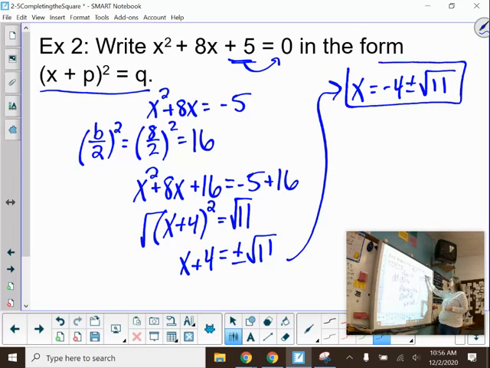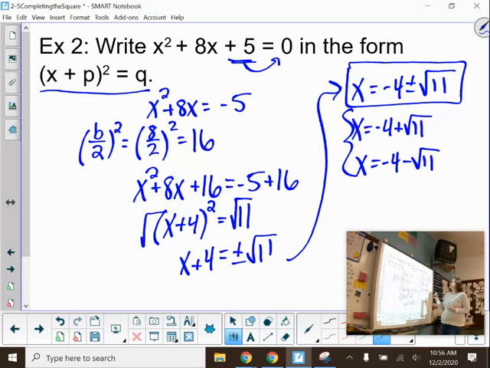You can leave your answers like that, or you do need to make sure, though, this is the same thing as x equals -4 plus the square root of 11, and x equals -4 minus the square root of 11. So both of these answers are written as one continual statement with what's boxed in. And that's completing the square.